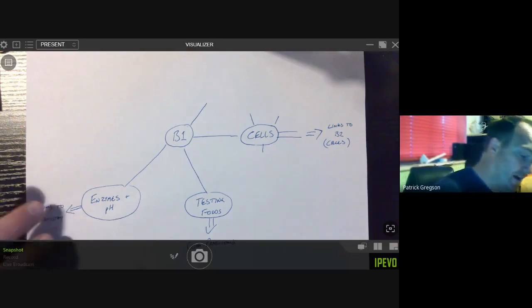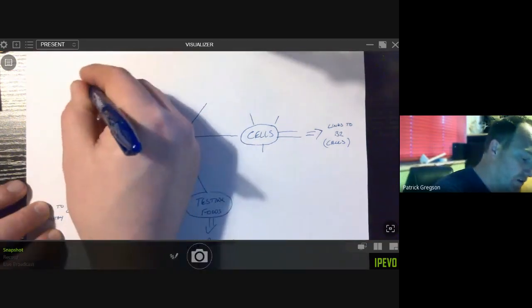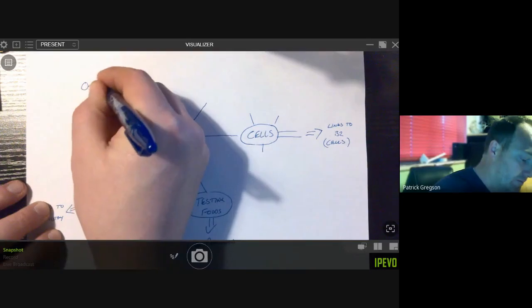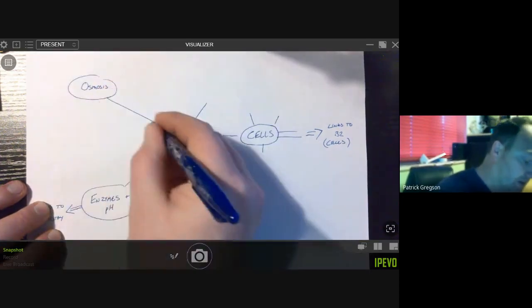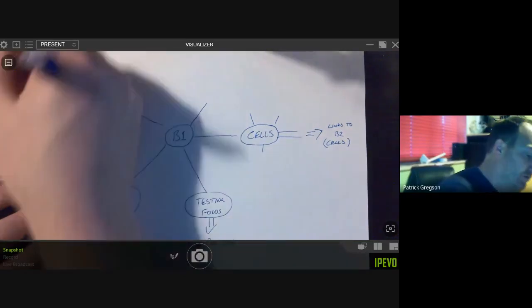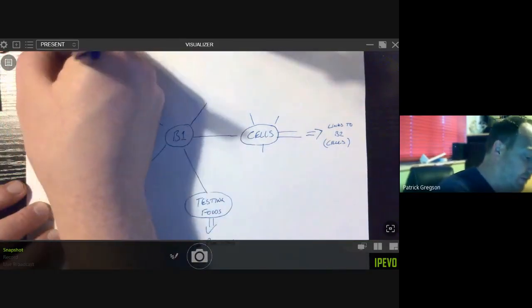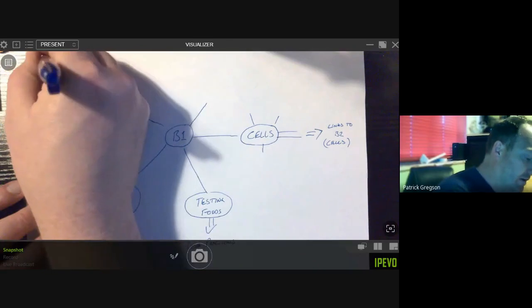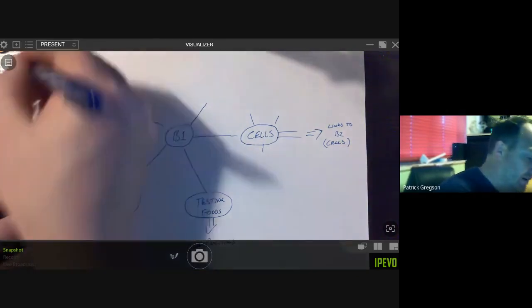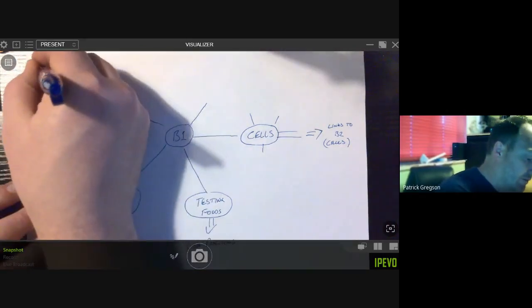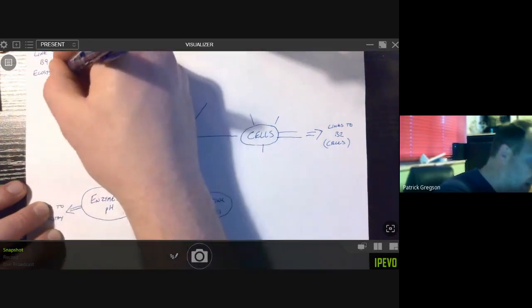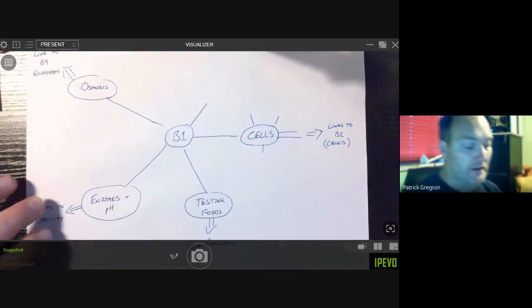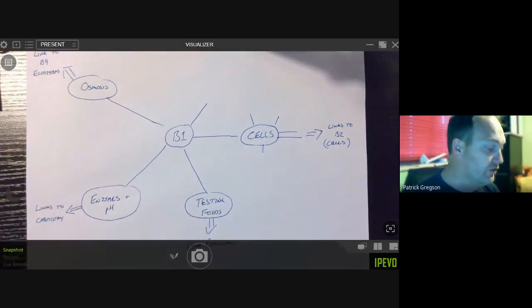The last one I'm going to add in up here is osmosis. Okay, there we go. Now that's a big link up here to B9. Hope this fits. Yes, it does. Ecosystems.